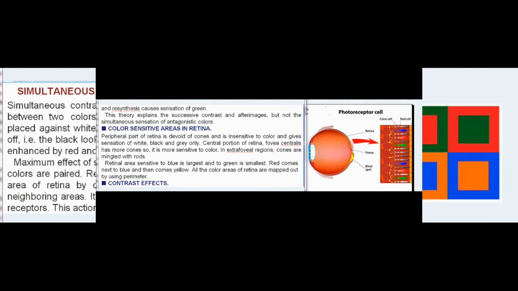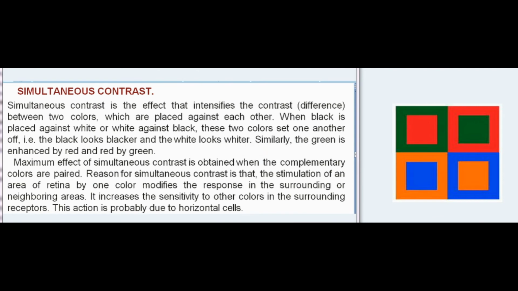Contrast effects. Simultaneous contrast. Simultaneous contrast is the effect that intensifies the contrast, or difference, between two colors which are placed against each other. When black is placed against white or white against black, these two colors set one another off, i.e. the black looks blacker and the white looks whiter. Similarly, green is enhanced by red and red by green. Maximum effect of simultaneous contrast is obtained when complementary colors are paired.